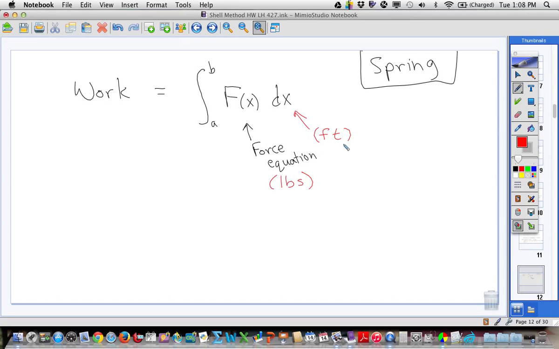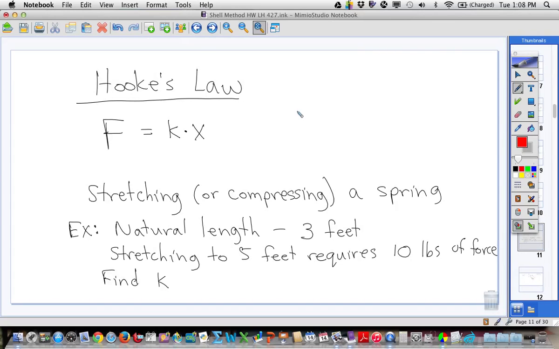Well, we're going to keep it pretty simple. We're going to do two examples. One's really simple, and then the other one gets a little more complicated, but it's not too bad either. So what we need to do is set up an integral that has pounds in it, and then the dx will be the feet, and that'll give us foot-pounds. So the first example we're going to do is a spring.